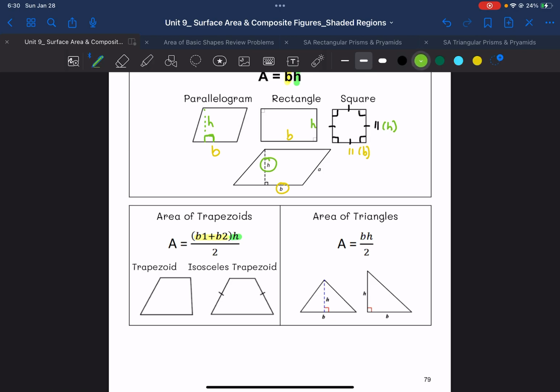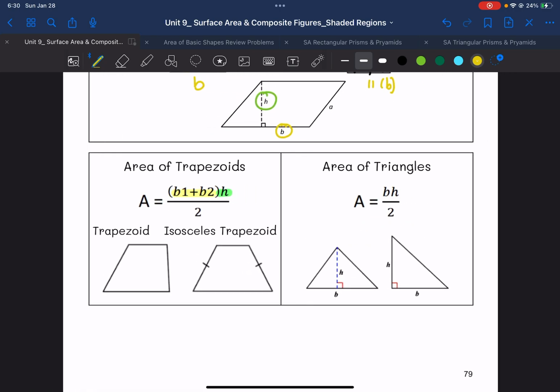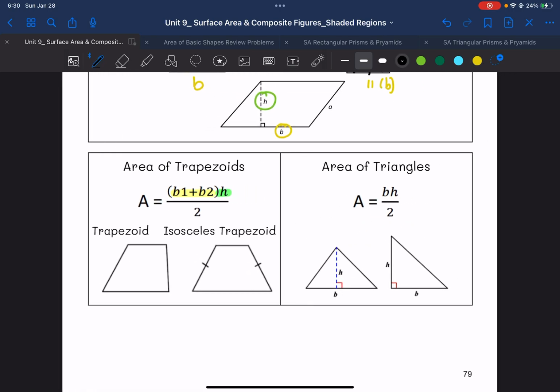All right, now over here, on this regular trapezoid, if we take a look, we see that this has 2 right angles. Here, you are going to see that this can be a base and this can be a base, and then this one would be your height. On this one, it's pretty easy to find the height.